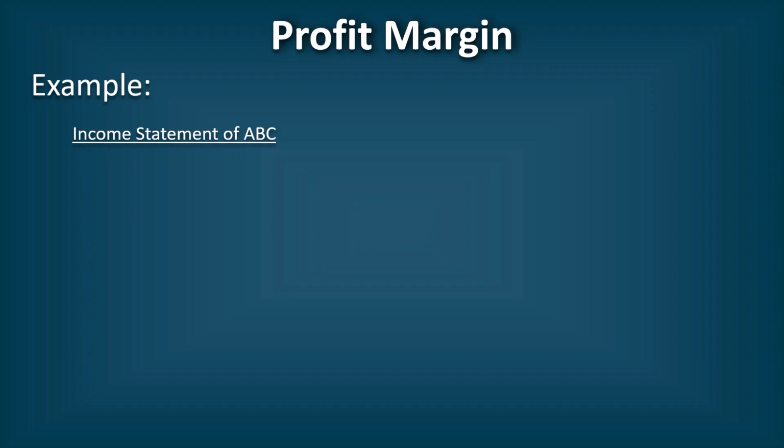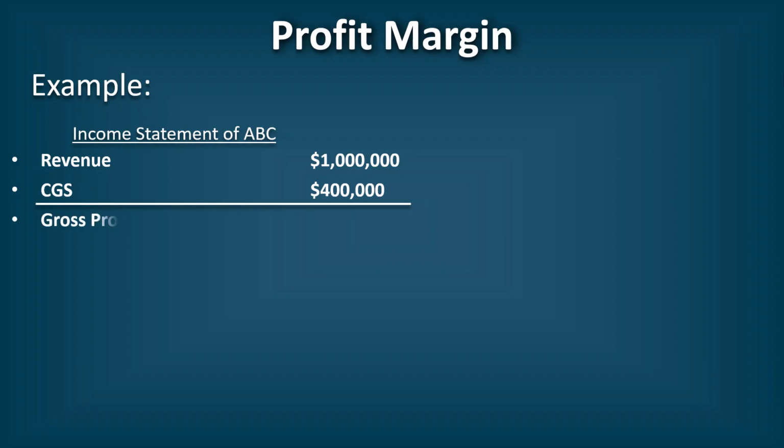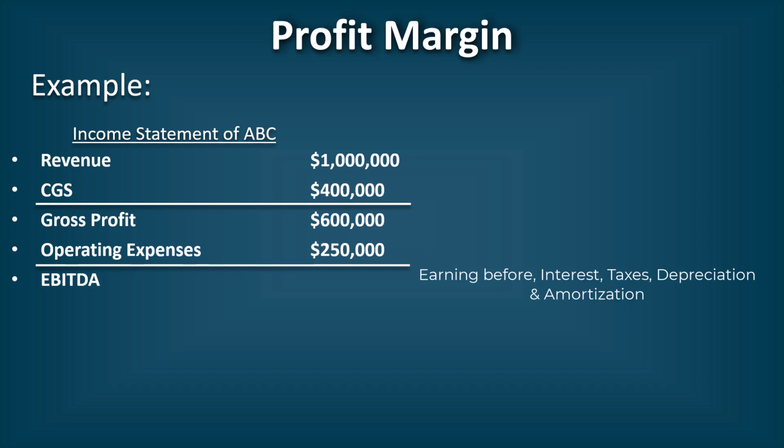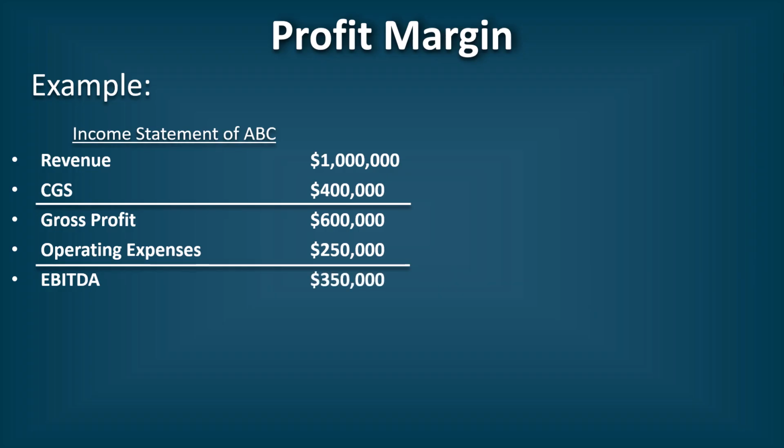Suppose we have this income statement for a company called ABC. Revenue, $1 million. Cost of goods sold, $400,000. So gross profit equals $600,000. Operating expenses, $250,000. So EBITDA, earnings before interest, taxes, depreciation, and amortization, equals $350,000.